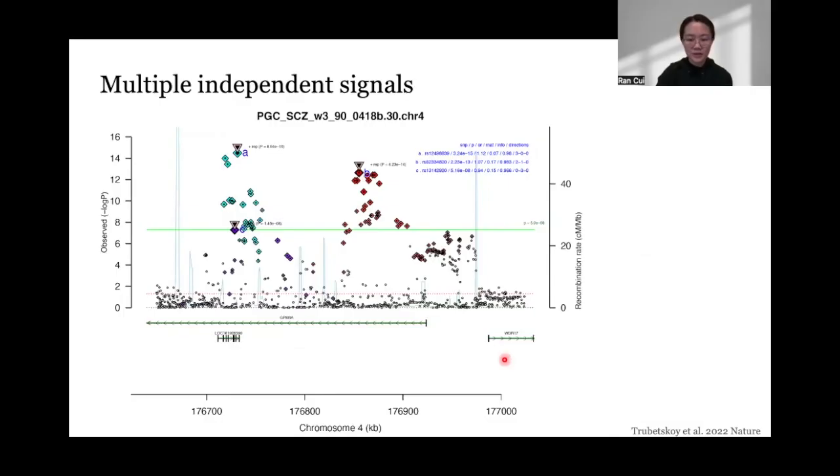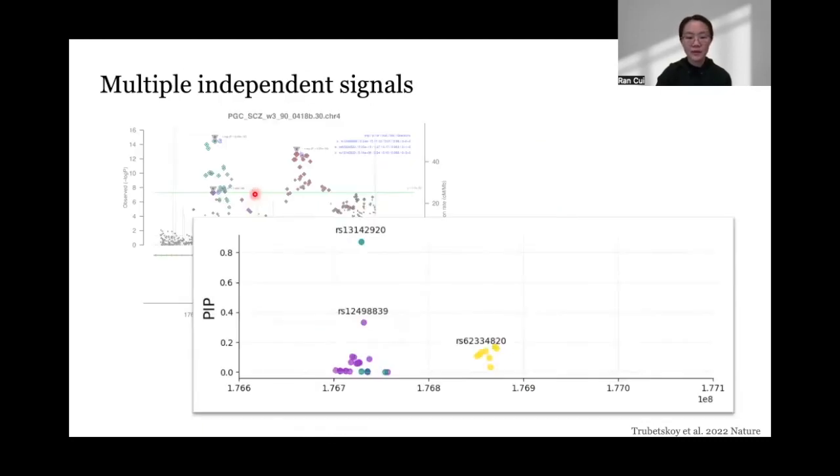Now let's look at another example. This one is a little bit more complicated than the previous one. Right off the bat, you know that there's probably more than one causal signal in this region because there are 2 peaks. And applying fine mapping, we actually see 3 credible sets. So 3 different colors in this plot, if you can see it.